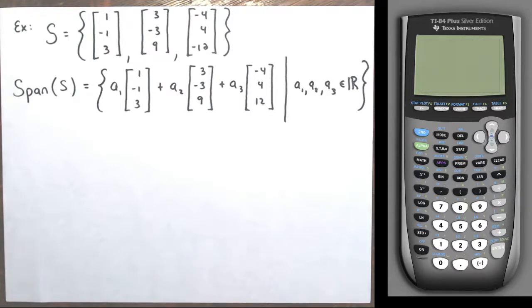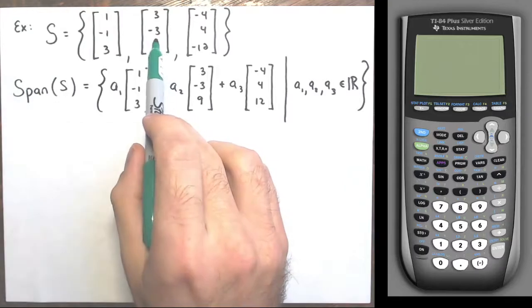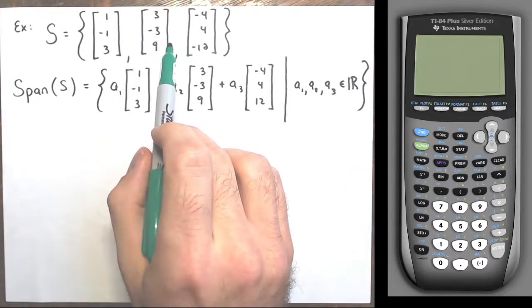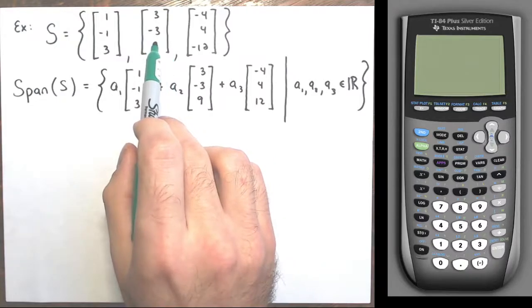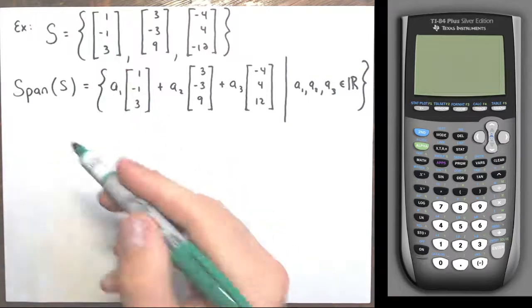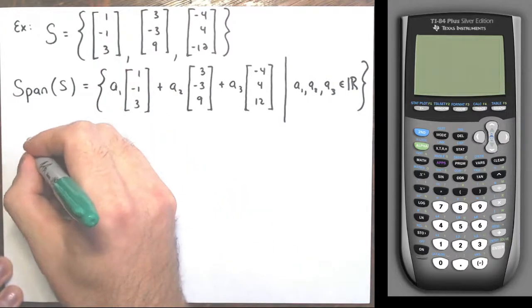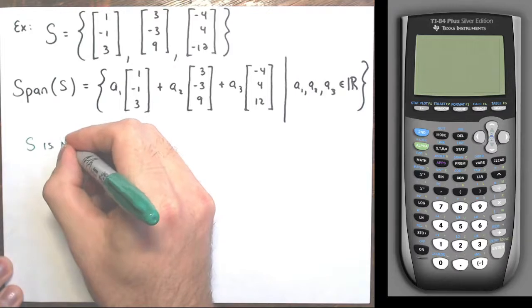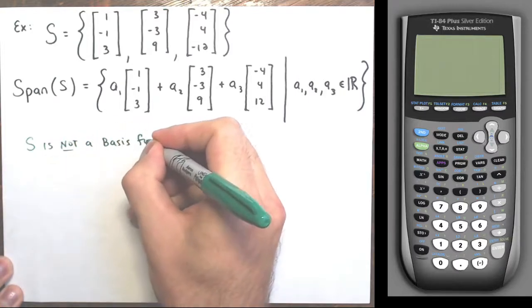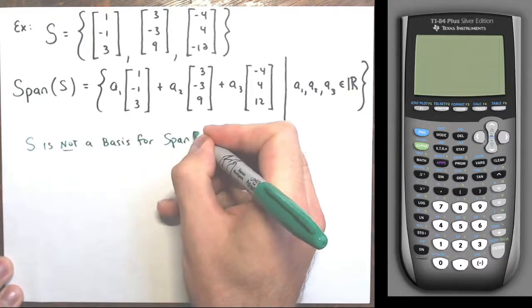All right, well again, S spans the span of S. That's by definition. But like I said, you can already tell this is not an independent set. This vector is 3 times this one. So S is dependent, meaning that S is not a basis for the span of S, for that vector space.